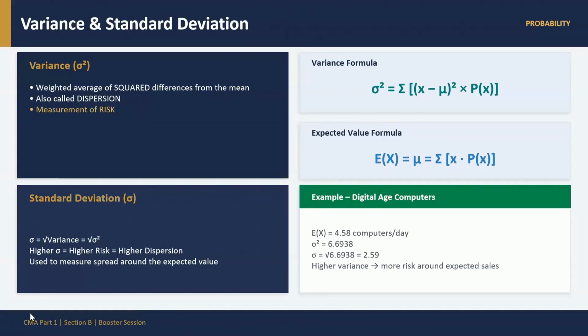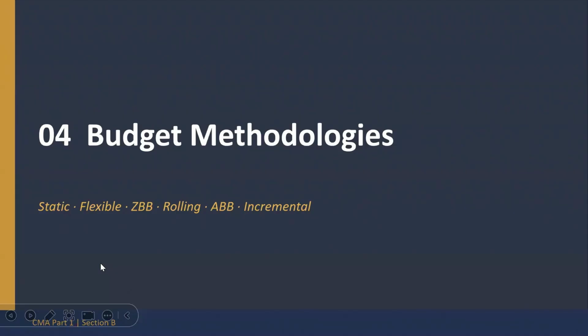Moving on to the next concept, which is budget methodologies. As of now, we have covered planning and forecasting. And the third segment of section B that we need to revise is budget methodologies. Okay, guys. So in your own simple words, how do you define budget? What is meant by budget?